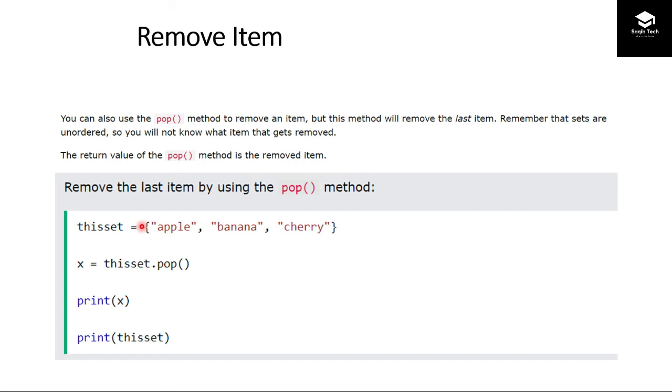Removing an item can also be done using the pop method. You can use the pop method to remove an item, but this method will remove the last item. Remember, sets are unordered, so you will not know which atom gets removed, because we have no order in that set. It is not necessarily the last atom, cherry, that will be removed, because there is no order that says which one is the last atom. So pop will remove a random element.